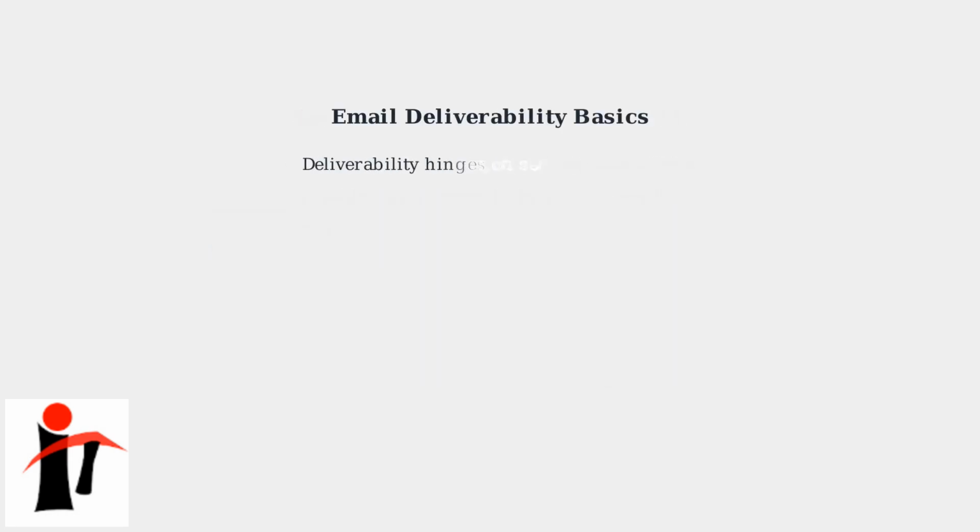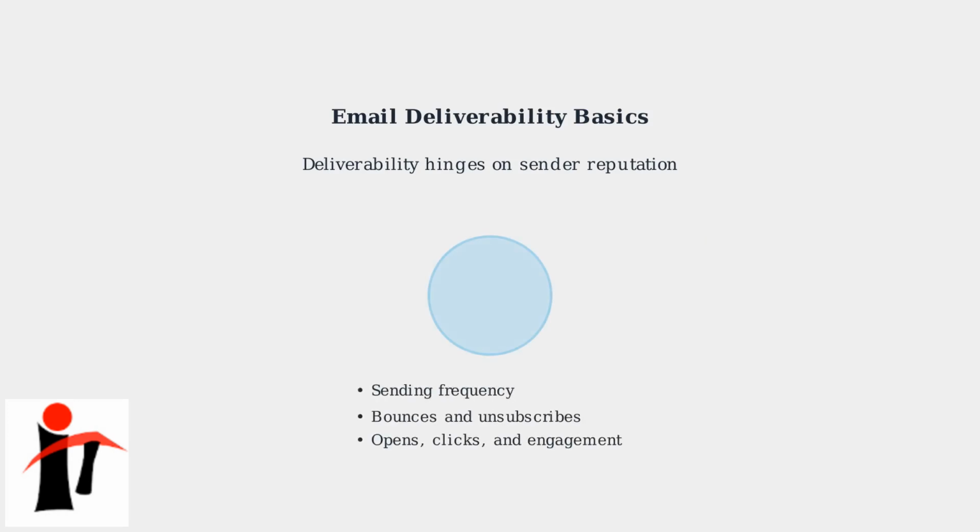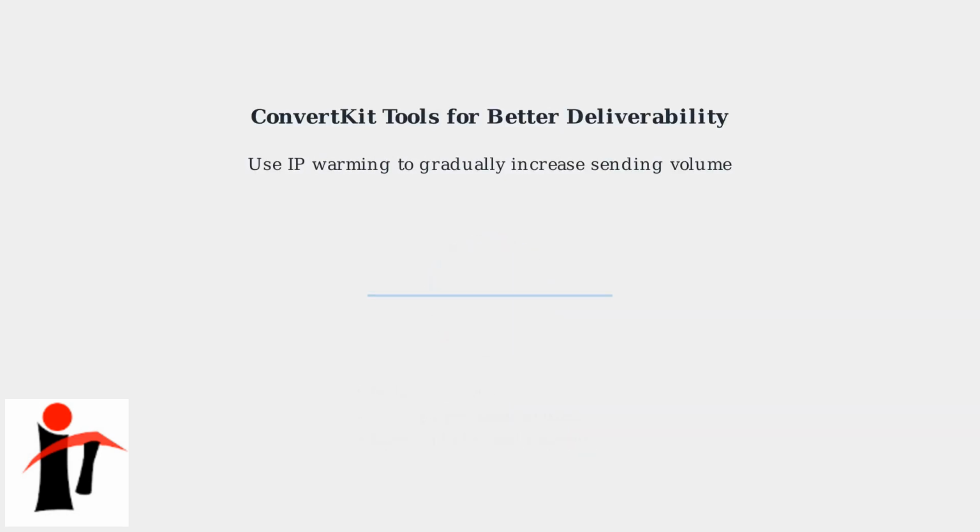Email deliverability depends heavily on your sender reputation. Factors like sending frequency, bounce rates, unsubscribes, and subscriber engagement all play a role in determining whether your emails land in the inbox or spam folder. ConvertKit provides essential tools to improve deliverability. IP warming helps build reputation by gradually increasing your sending volume over time. The platform also includes spam monitoring to help you avoid common triggers.